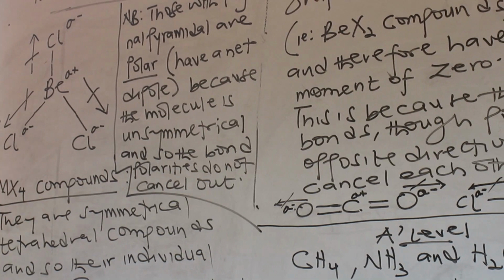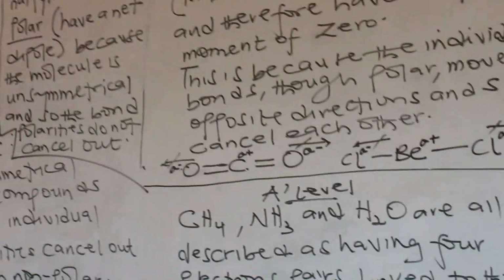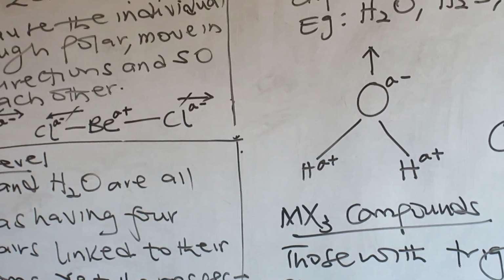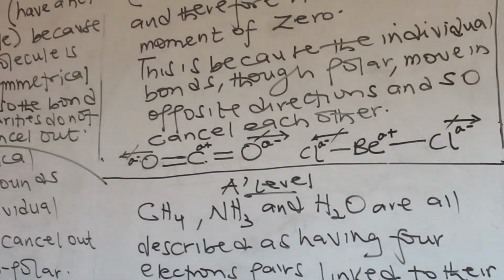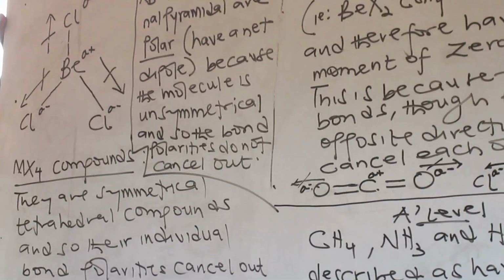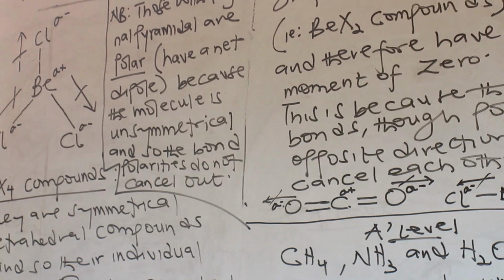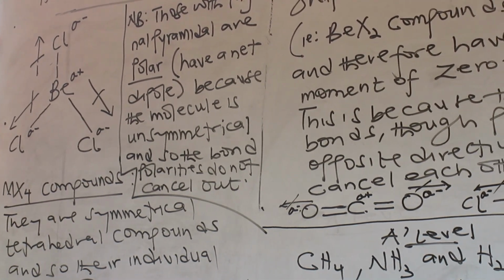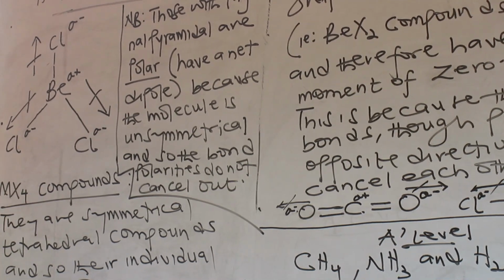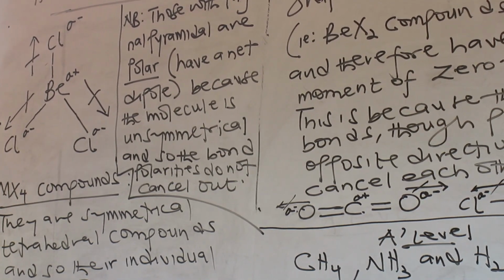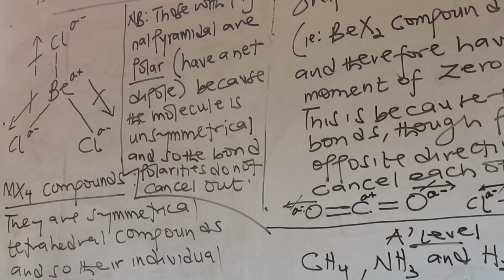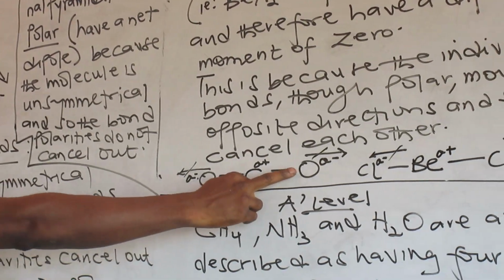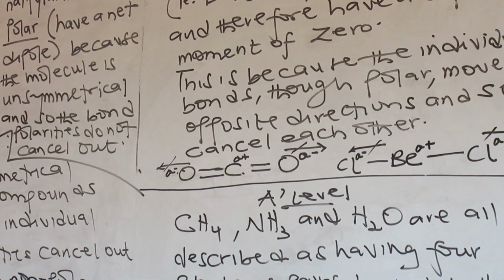So it makes them what? Have a net dipole of zero. And if they don't cancel out, you don't get a net dipole of zero. So all in all, the MS compounds, that's ACl, are polar, so they have a net dipole. MS2 compounds, as you saw here, have a net dipole of zero. Why? Because the individual bond polarities, although polar, cancel out. So when you cancel out, you don't have a dipole.